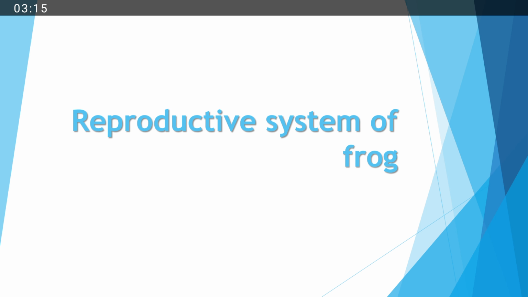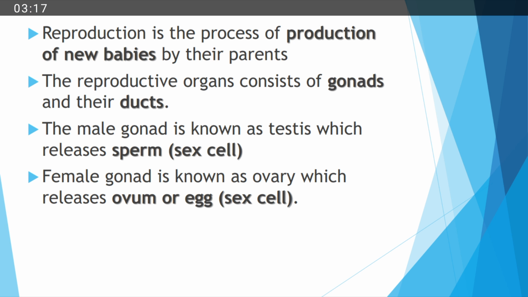The next system is the reproductive system of frog. Reproduction is the process performed by the reproductive system, that means production of new babies by their parents, and reproductive organs consist of gonads and their ducts. The male gonad or male reproductive organ is the testis, which releases sperm, which are the male sex cells, and the female gonad is known as the ovary, which releases ovum, which are also known as eggs, and they are the female sex cells.